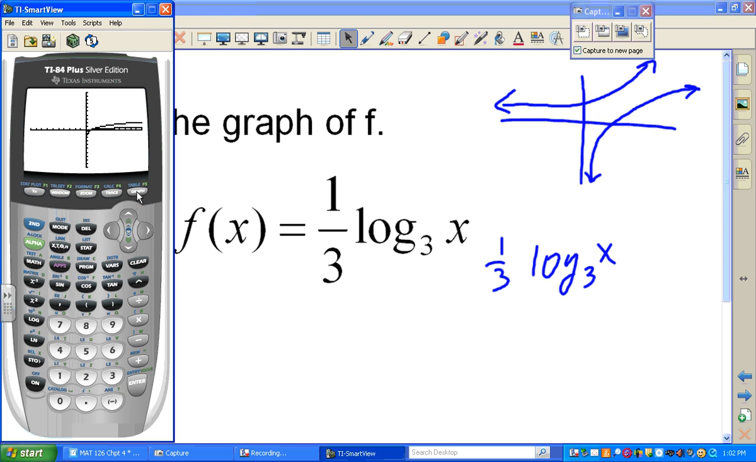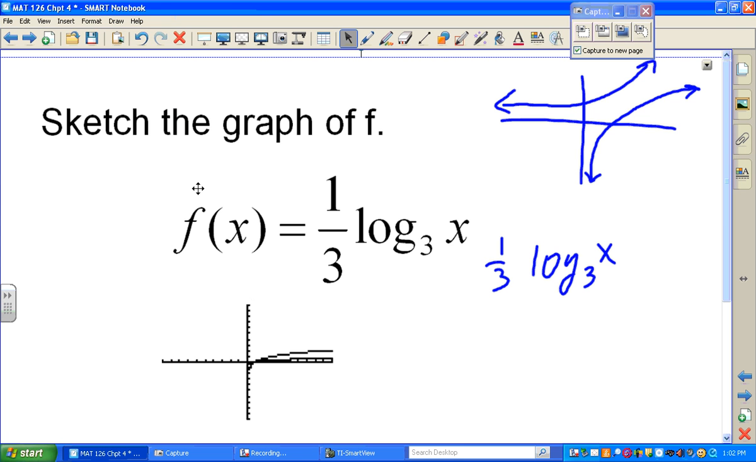You're actually pushing it towards the x-axis by a factor of 3. I thought the fractions made it wider. Right, because you're compressing, you're pushing down on the graph. So if you're pushing down on this graph, it's not going to make it wider, it's going to make it closer to the x-axis. So it's a compression. Okay? All right.